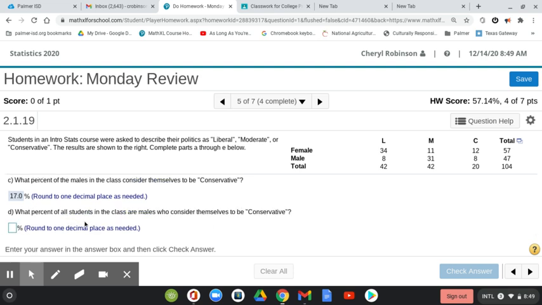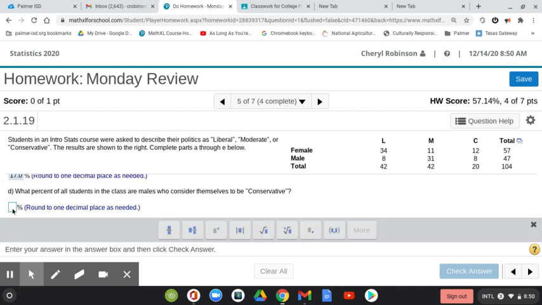Okay, what percent of all students in the class? So now I'm going to divide by 104. Are males who consider themselves to be conservative. So this is like a cross section. So where the males, this row, and the conservatives. So that's 8 divided by 104. So I have 7.69, which rounds to 7.7.